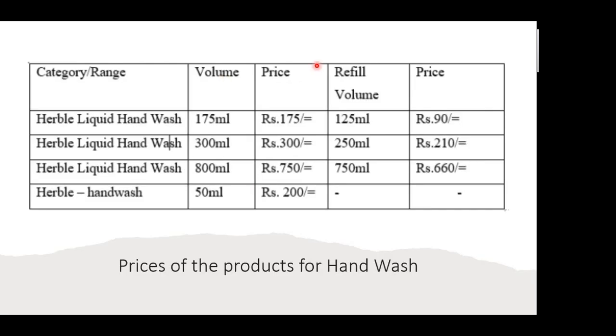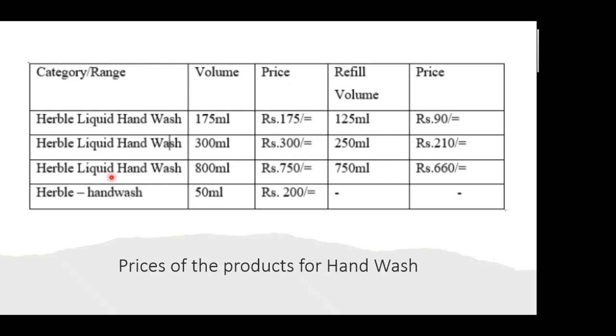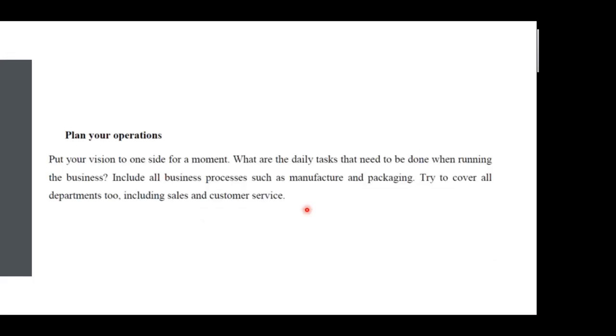Now see, here's another example about a hand wash. So here it says the type of the range of the hand wash and the volume, price, the refill volume, price, etc. So that's about marketing your product from the price, right, the place, etc. You have to explain here your marketing plan.